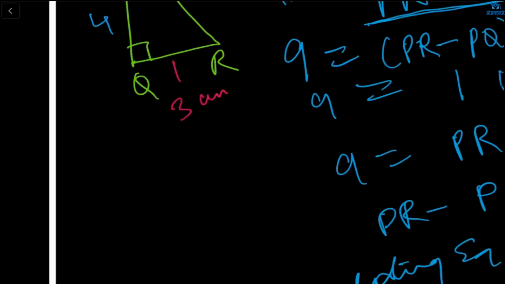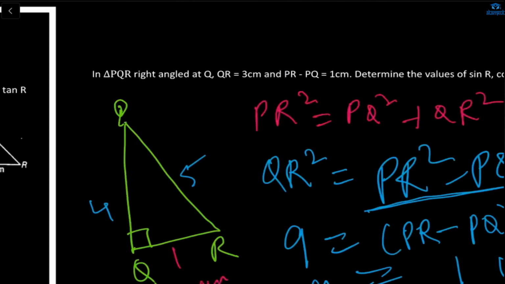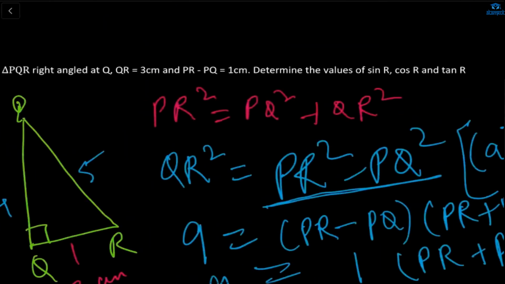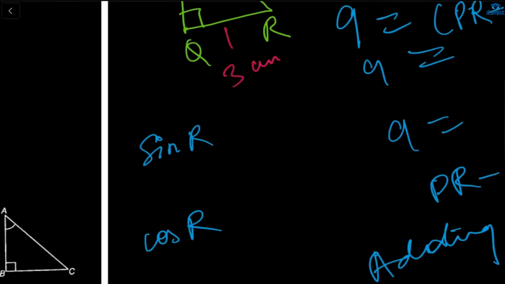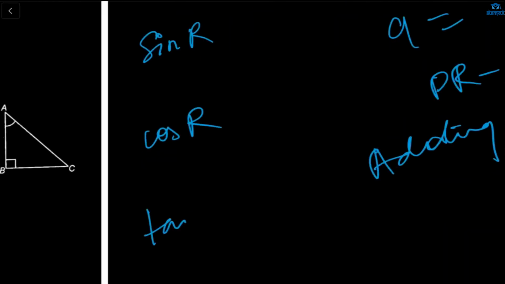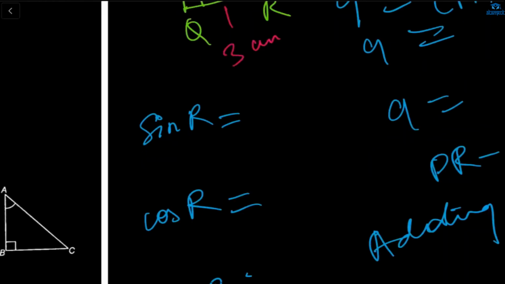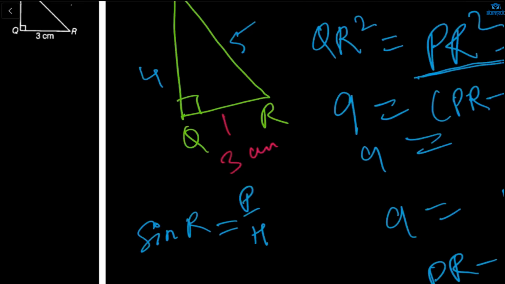Now what we have to find out: determine the value of sin R, cos R and tan R. Sine is P by H. Yes, P by H. In sine and cos, hypotenuse will be there, and always hypotenuse will be the denominator. The other thing with sine is perpendicular, and with cos is base.